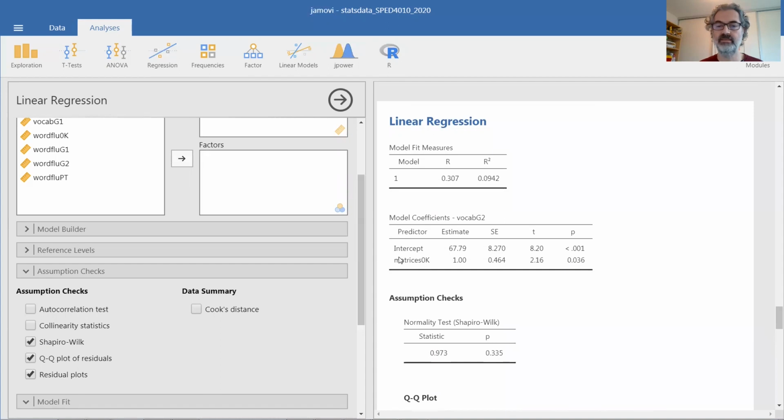So we can say that nonverbal ability in kindergarten significantly predicts vocabulary in grade 2. And indeed, for each extra point of matrices in kindergarten, we predict 1 extra point of vocabulary in grade 2. But how about if we already know someone's vocabulary in kindergarten? Does knowing their nonverbal ability help us predict beyond that?